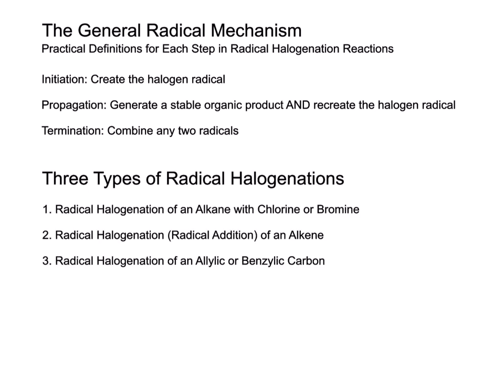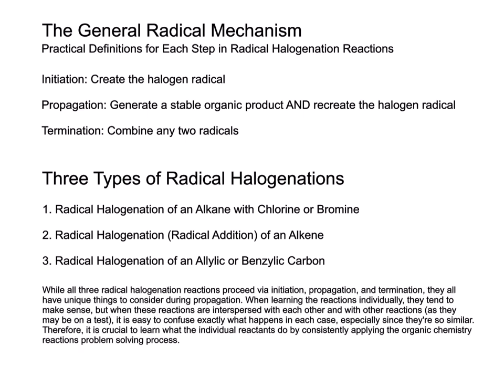Now, there are three general types of radical halogenations. First is radical halogenation of an alkane with either chlorine or bromine radicals. The second is radical halogenation, sometimes called radical addition, of an alkene. And the last one is radical halogenation of an allylic or a benzylic carbon. All three of these radical halogenation reactions proceed via those three steps: initiation, propagation, and termination. However, they all have unique things to consider during propagation.